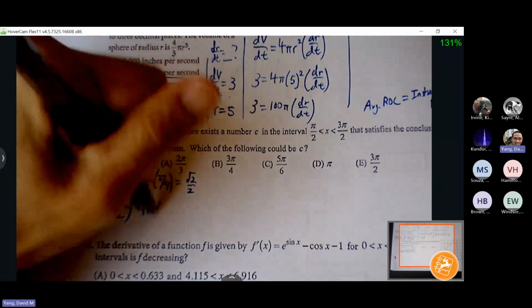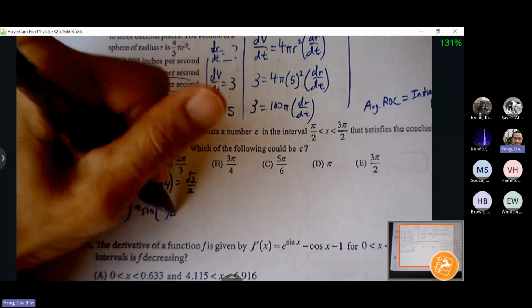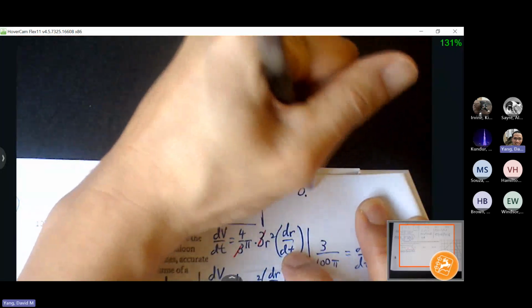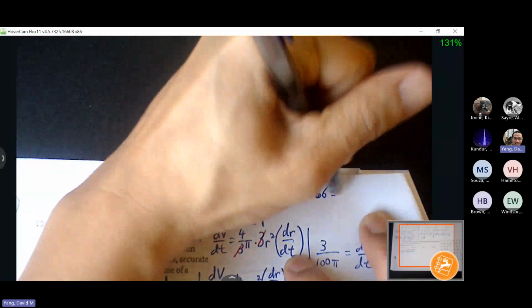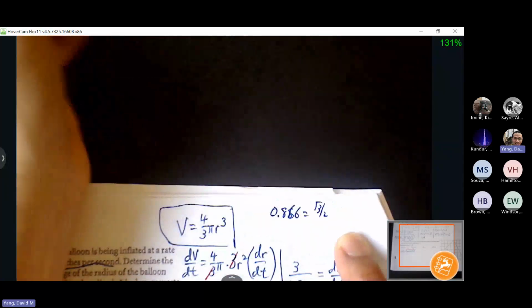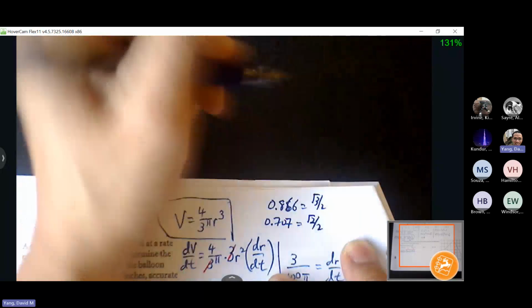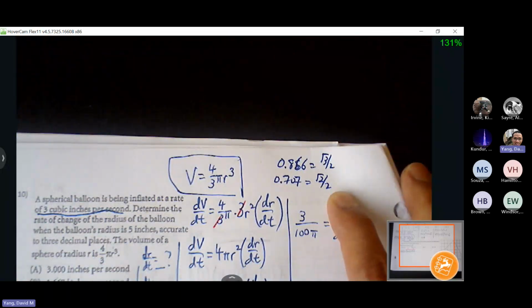In the calculator, when it gives you a decimal, how can you change it to a fraction? Yeah, I don't think the calculator can do the conversion, but here are some nice things to know. 0.866 is root 3 over 2. 0.707 is root 2 over 2. You know, 1/2 is 0.5. And these are the most common ones.